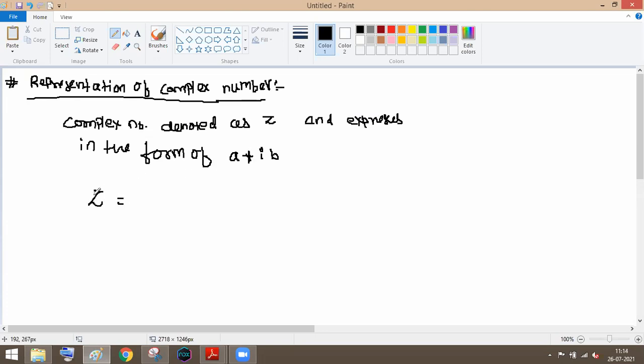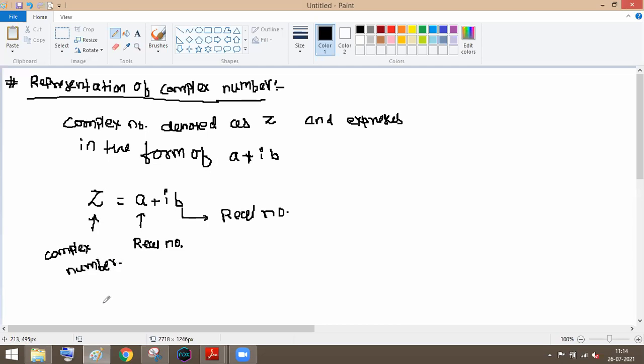It means that we can write Z, the complex number, is basically equal to a plus iota b, where a is a real number, b is a real number, and Z is a complex number. Understood? Joey, got this? Means a is a real number, b is a real number, and Z is a complex number. Yes, I understood.